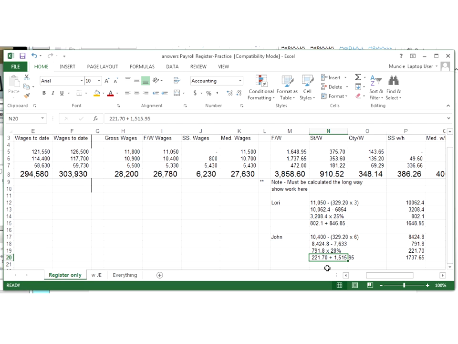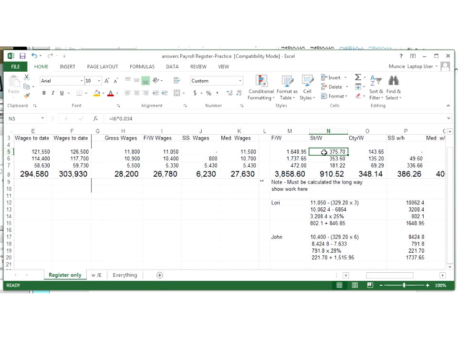So the $221 that's left over, when we calculate that, plus that last number that it gives us, the $1,515.95, when we add it up, we get the $1,737. So total federal withholdings for the month, $38.58.